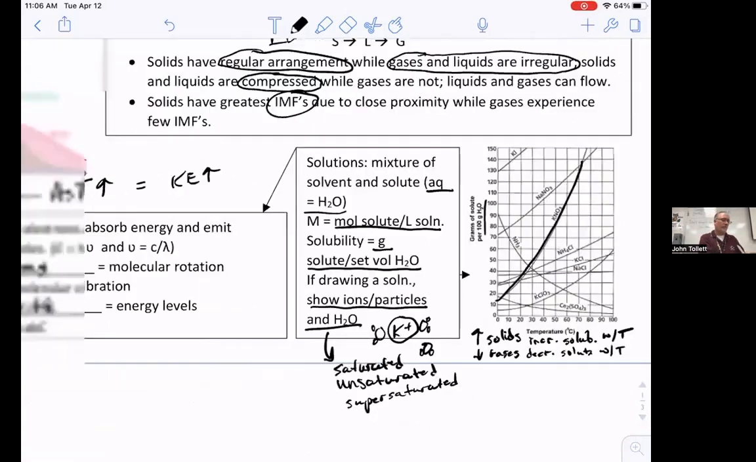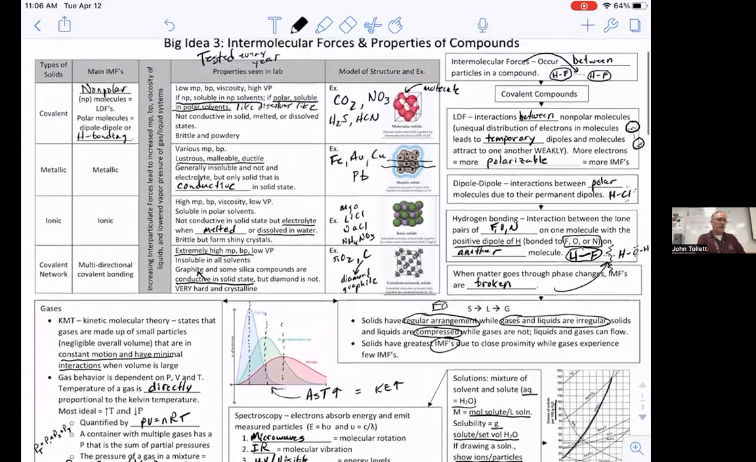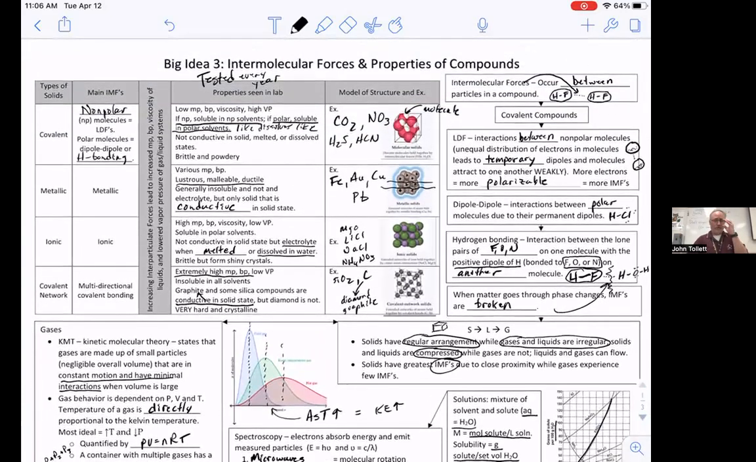Okay, so that wraps up Big Idea 3, at least the basics. There's quite a bit to the actual IMFs. I made it kind of short here, but you're going to have a ton of questions over this to review the topic. It is one of the most difficult topics for students to grasp. Not necessarily AP students, but certainly advanced and on-level students have a lot of difficulty understanding intermolecular forces.